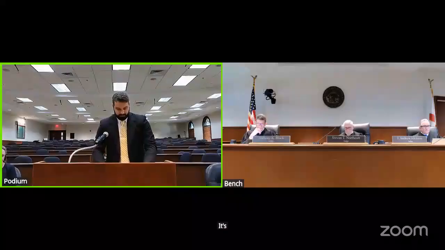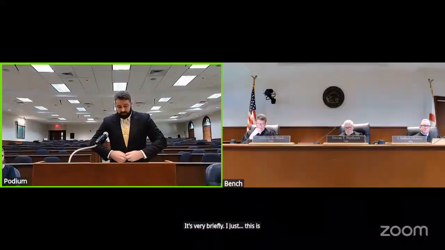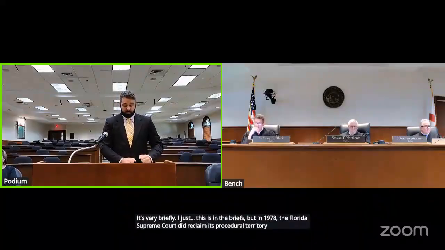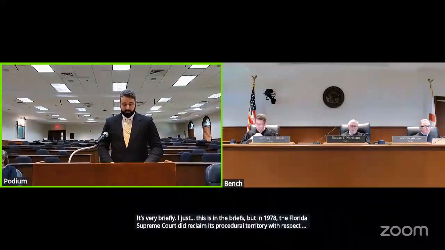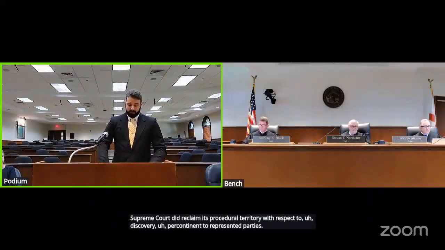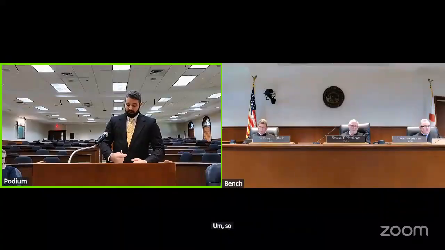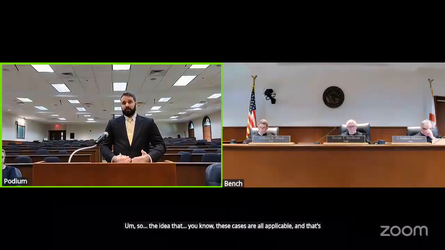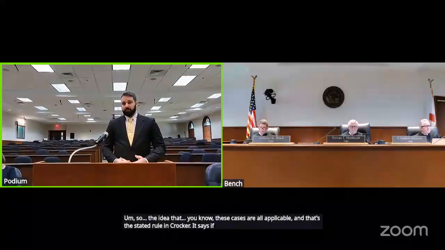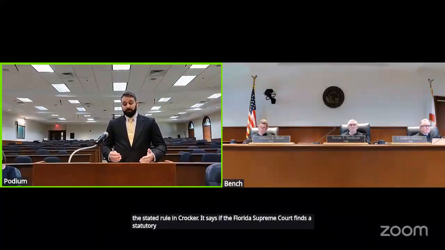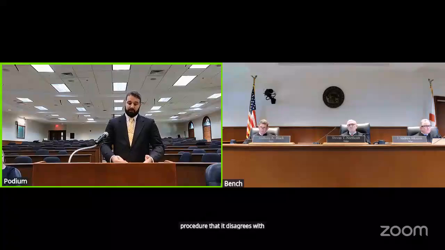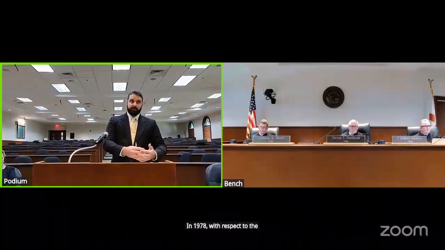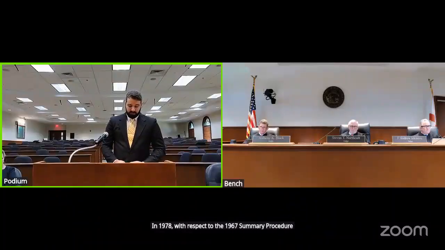Just very briefly, this is in the briefs, but in 1978, the Florida Supreme Court did reclaim its procedural territory with respect to discovery propounded to represented parties. So the idea that these cases are all applicable, and that's the stated rule in Crocker. It says if the Florida Supreme Court finds a statutory special procedure that it disagrees with, it will say so. And here it clearly has in 1978 with respect to the 1967 summary procedure statute.